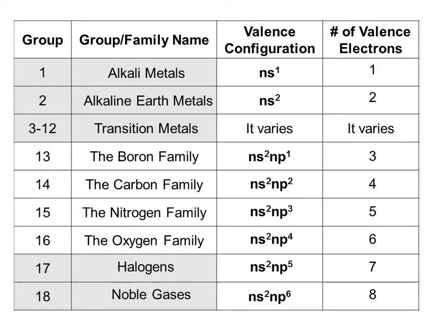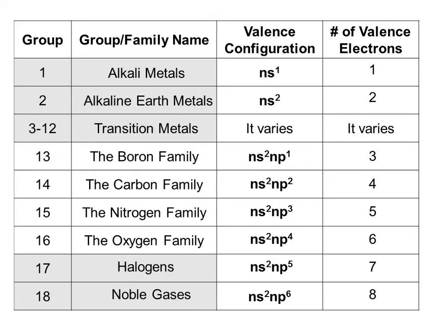So as a quick summary, we're going to go ahead and fill in the table in your notes. Group 1 are known as the alkali metals, and they have an electron configuration of ns1, n being the energy level it's in, or the row, period. It has 1 valence electron. Group 2 are alkaline earth metals, and they all have 2 valence electrons and an electron configuration of ns2. Groups 3 to 12 are known as the transition metals, and the valence configuration and valence electrons are going to vary, so go ahead and leave that blank or X, or just put it varies.